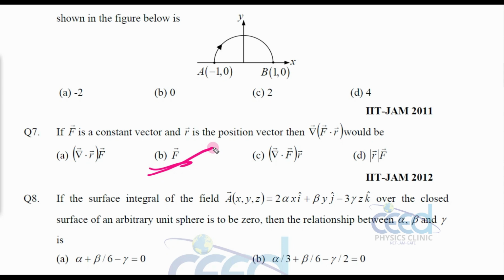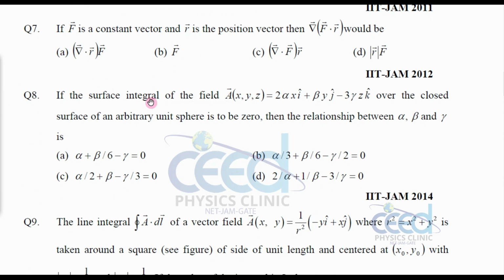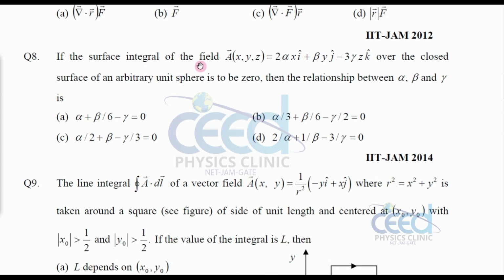Now let us go to another question here. If the surface integral of a field A of x, y, z, that is equal to 2 alpha x i cap plus beta y j cap minus 3 gamma z k cap, over a closed surface of an arbitrary unit sphere is to be 0, then the relation between alpha, beta and gamma is. This is an IIT JAM 2014 question, right?